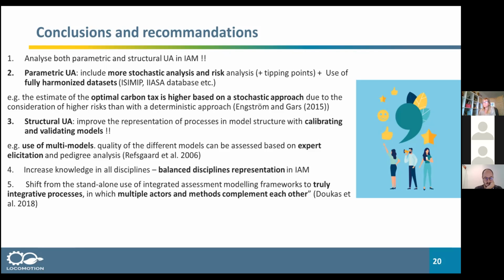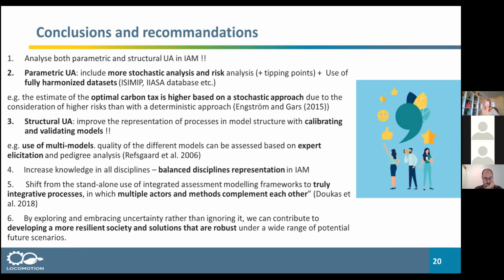And finally, I like this statement from Dukas and others: we have to shift from the standalone use of integrated assessment modeling frameworks to truly integrative processes in which multiple actors and methods complement each other. And by exploring and embracing uncertainty rather than ignoring it because we don't know how to do it or what the standard methods are, we could contribute to developing a more resilient society and give robust solutions under a wide range of potential future scenarios. We could also improve the implementation of policies in terms of climate change impact if we communicate our results well in terms of uncertainty.